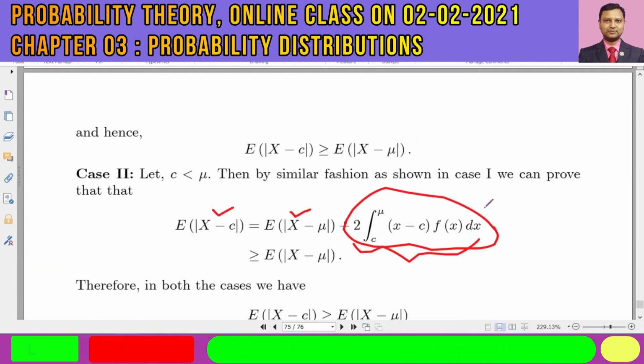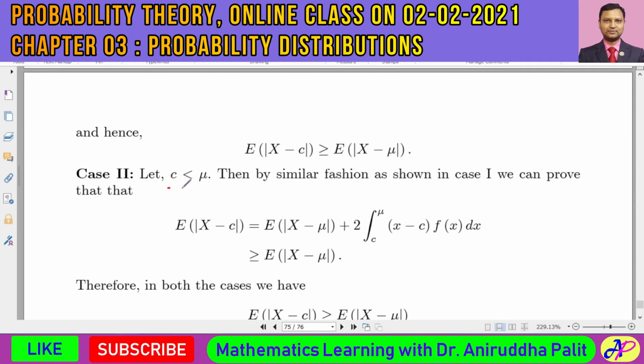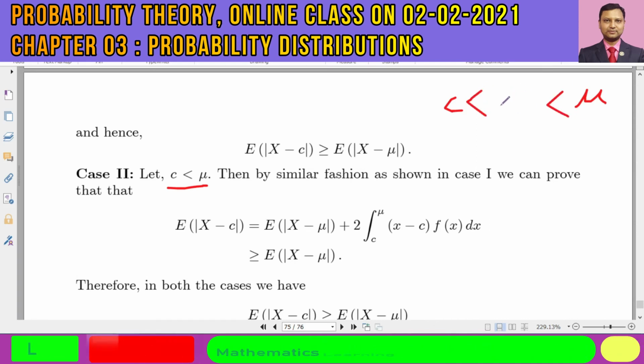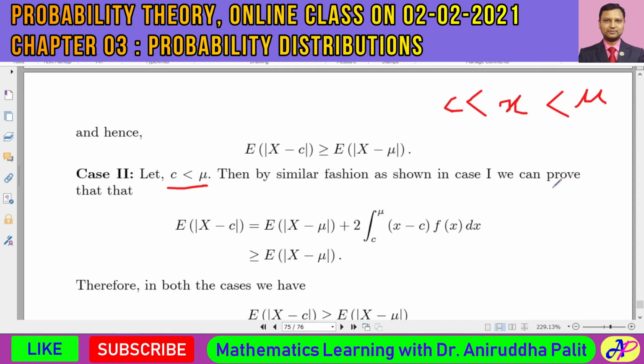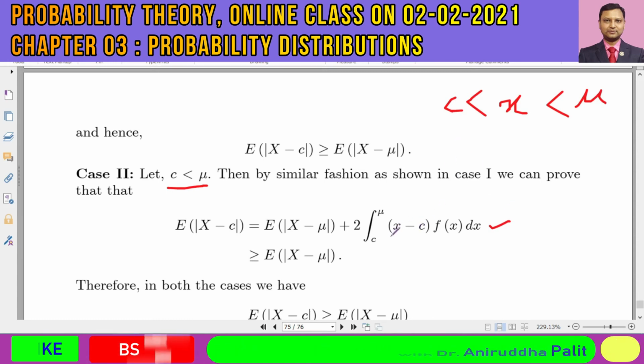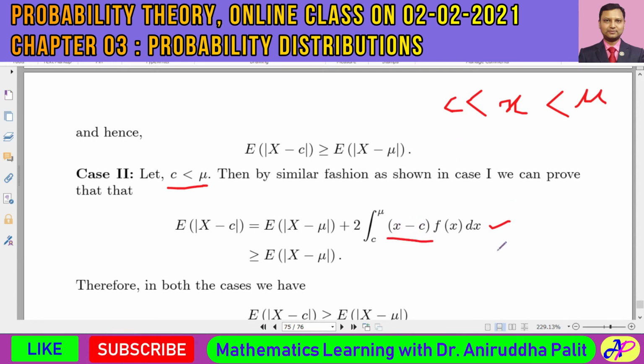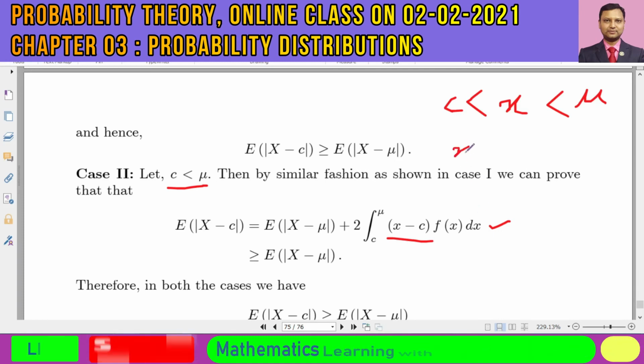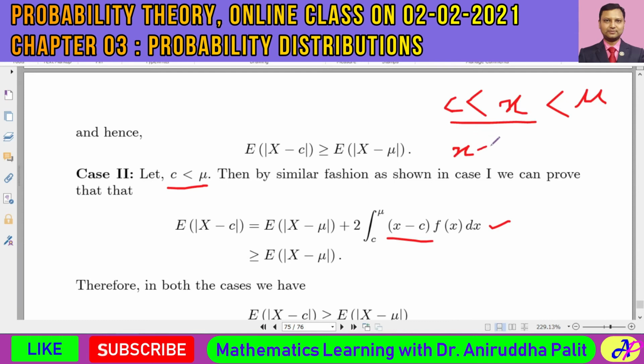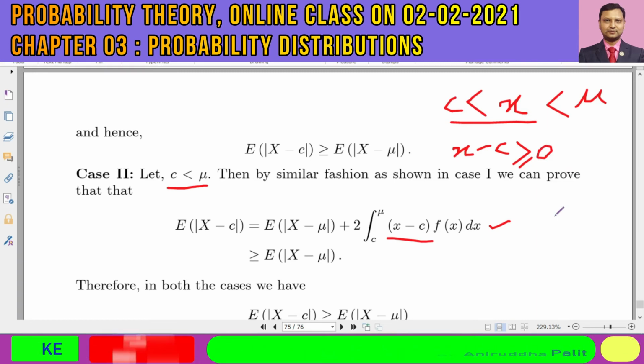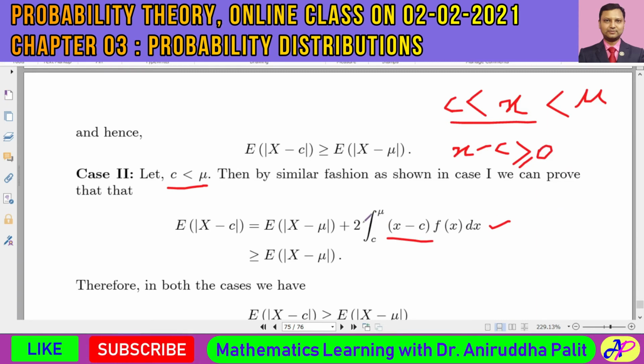And how to make this quantity non-negative? You see over here in the second case, c should be less than mu. So c is over here, and mu is greater than c, and in between mu and c we should have x. Therefore, in order to make this integral positive, we should have x minus c, not c minus x. Due to this inequality, x minus c is greater than or equal to 0. This is the technique by which we can remember this kind of integral.